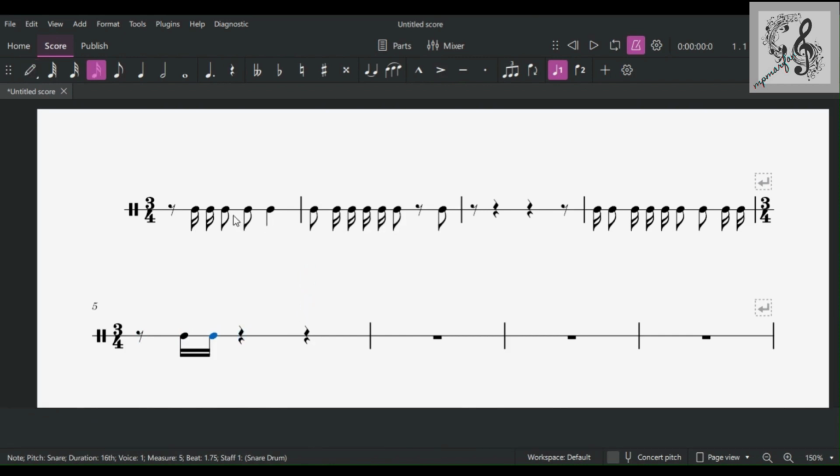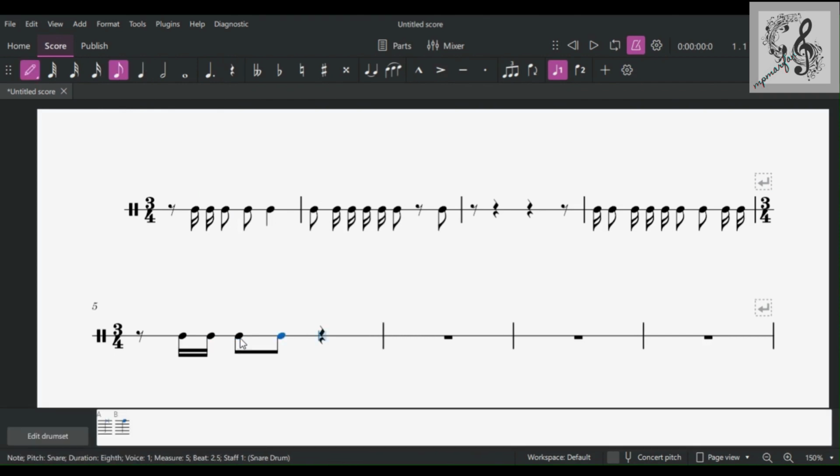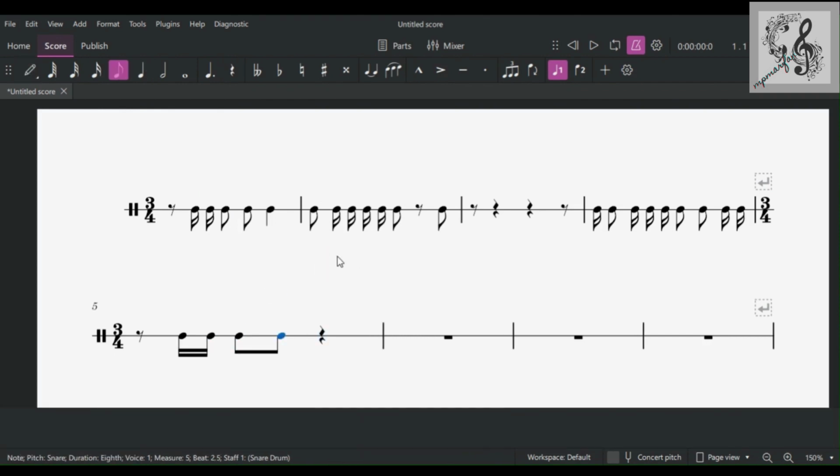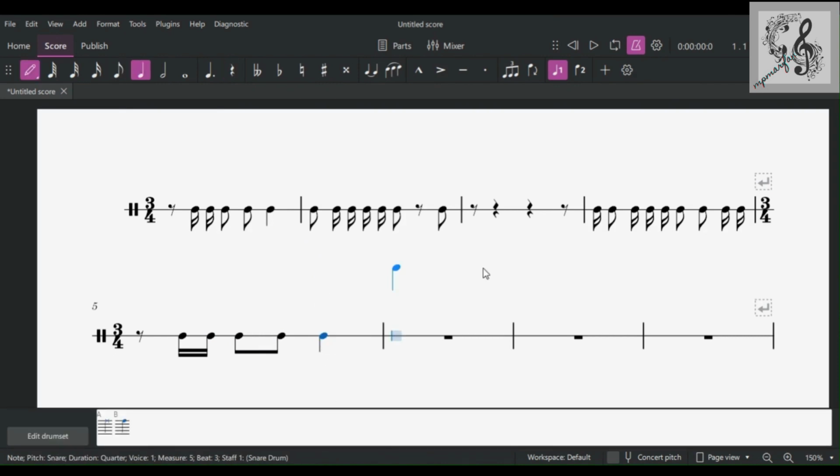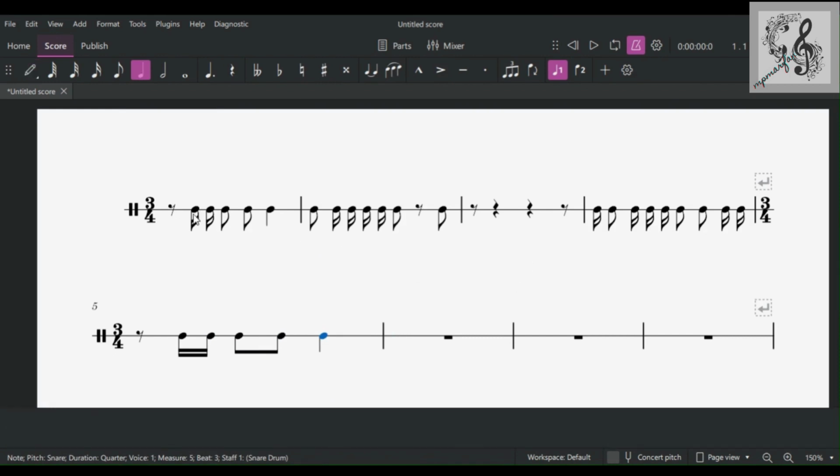Now I have an 8th here, and it's followed by an 8th. So these 2 8ths will combine to make my second count of the 3, so it means that I will beam those 2 notes. All right, and then the last quarter note will be the 3rd beat of the bar. So these 2 bars are exactly the same, but you see the difference grouping makes.